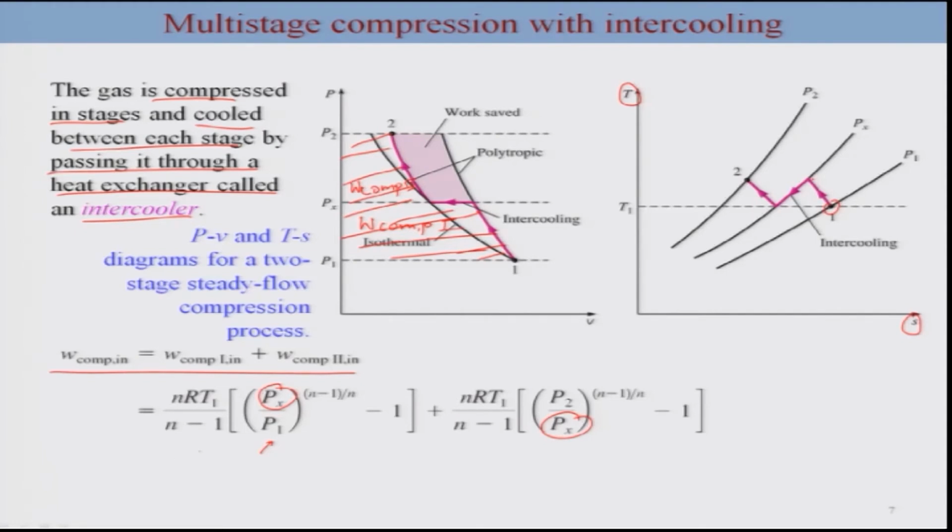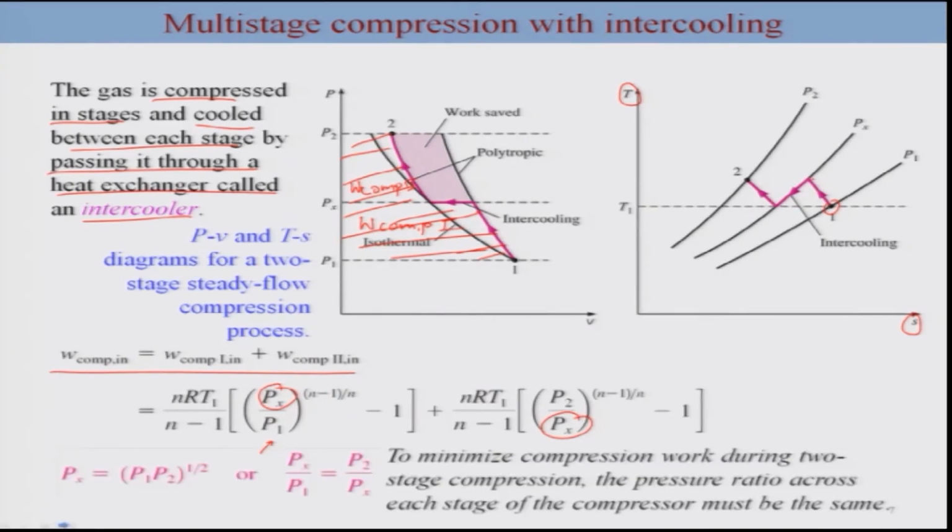So Px becomes the intermediate or the variable here, and you can find out the pressure which will lead to the minimum work here by taking a derivative of this expression and finding out the corresponding pressure. It turns out that when you minimize this compressor work for this 2-stage compression, the results indicate that the ratio of the pressure should be same for both the stages. That means the pressure ratio across each stage of the compressor must be same, and this is the condition which is directly from minimizing this expression.